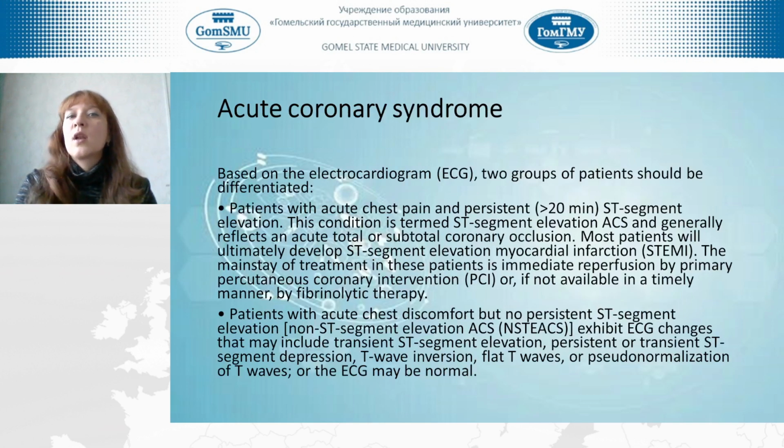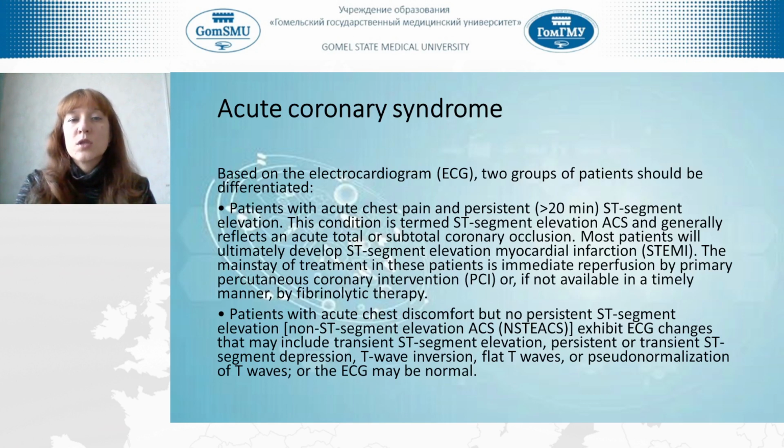Acute coronary syndrome based on electrocardiogram (ECG). Two groups of patients should be distinguished. Patients with acute chest pain and persistent, more than 20 minutes, ST segment elevation. This condition is termed ST elevation acute coronary syndrome, and generally reflects acute total or subtotal coronary occlusion. Most patients with this develop ST elevation myocardial infarction. The method of treatment of these patients is immediate reperfusion by primary percutaneous coronary intervention, or, if not available in a timely manner, by fibrinolytic therapy.